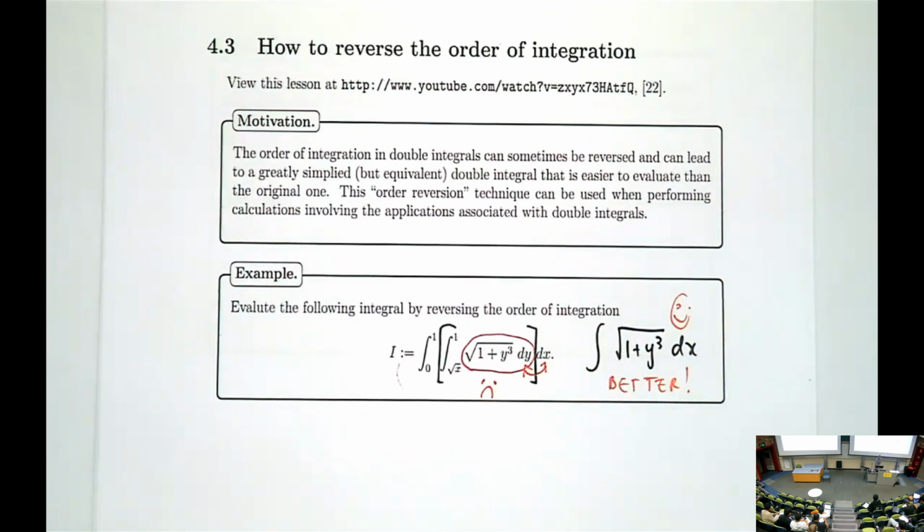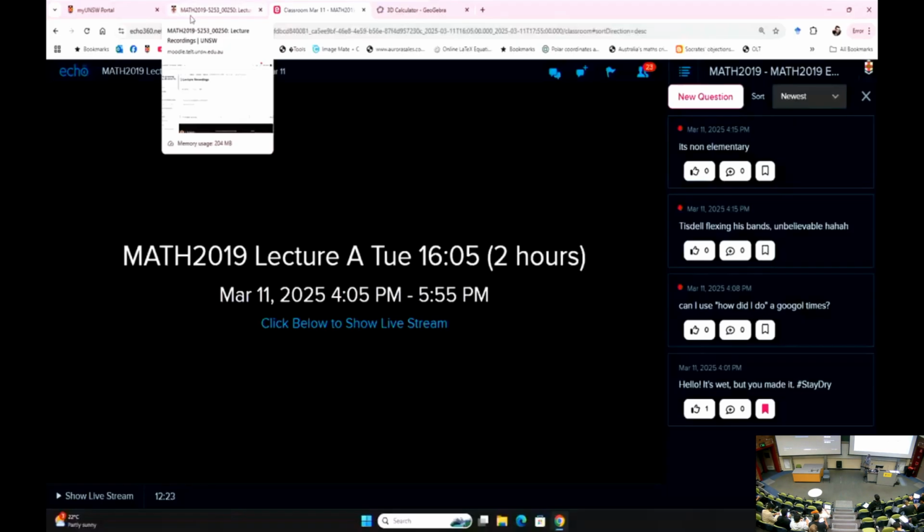It's non-elementary, exactly. Someone at home has piped up, it's not elementary. Basically you could grind that integral out as a series, but you wouldn't call it what we say as an elementary function.